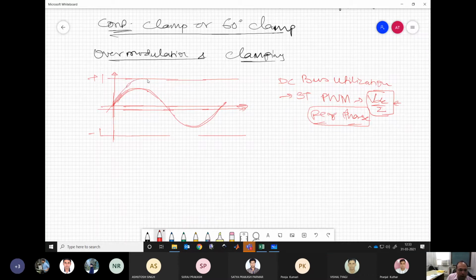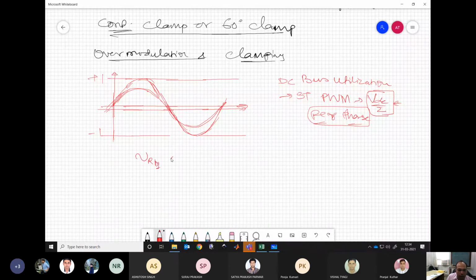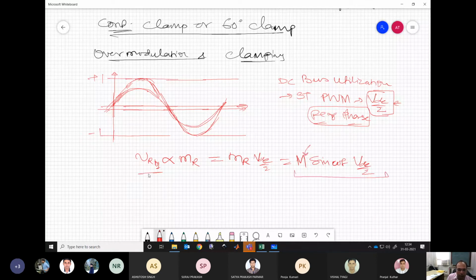When our modulating signal touches this boundary, that is the maximum amount of fundamental component, because fundamental component VRO1 is proportional to your MR, isn't it? It is actually equal to MR into VDC by 2, or M sin omega t times VDC by 2. So when this M becomes equal to 1, that is the maximum boundary, that is the maximum amount of fundamental component what we can have.